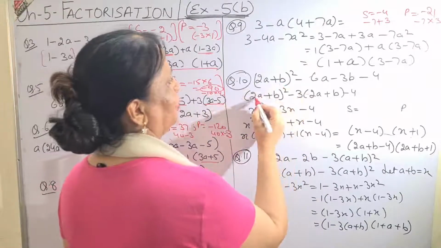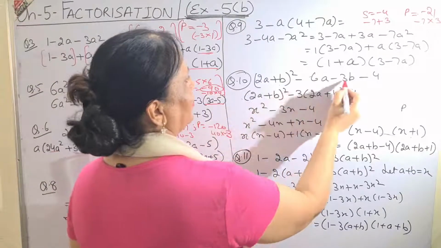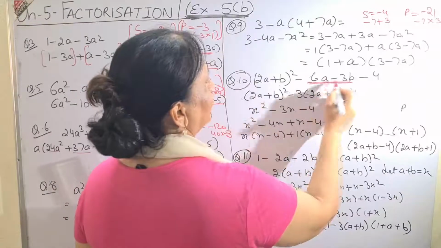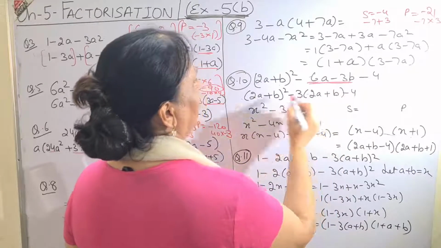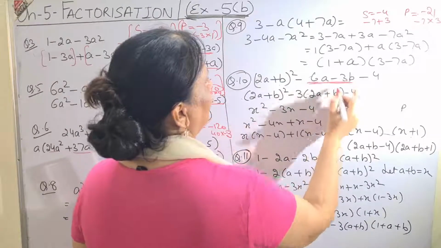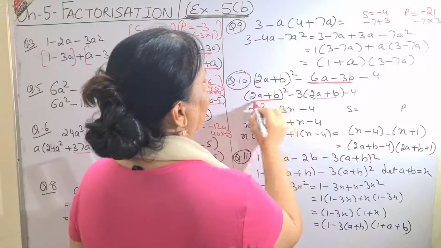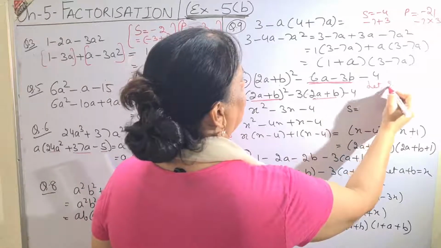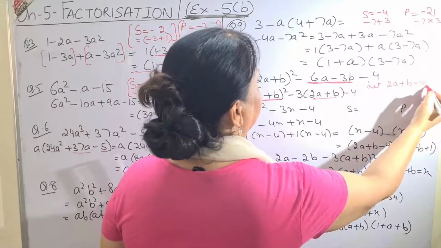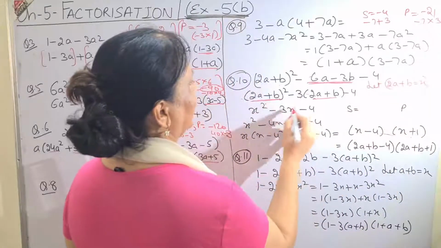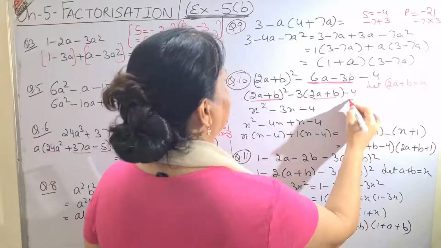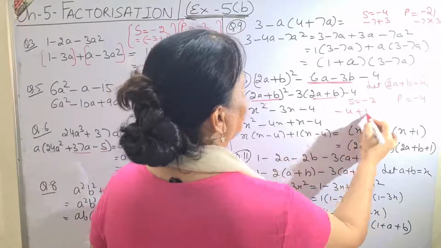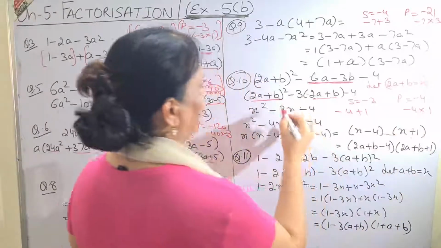Similarly, question number 10, a little different, but the technique is the same. In this question, you have (2a plus b) whole square and 6a minus 3b. You take common from the second, these two, the third and fourth term. I took common 3 and I am left with 2a plus b. I did this to make the question in a proper form. Now my question is in proper form. Let 2a plus b be equal to x. You have to substitute: x square minus 3x minus 4, and then again the sum is minus 3 and the product is minus 4. So minus 4 plus 1, minus 4 into 1, and the rest is your answer.